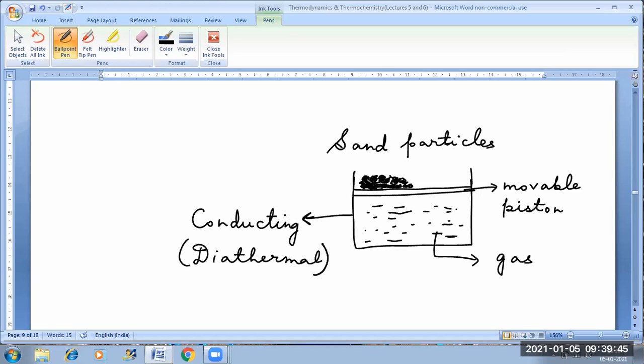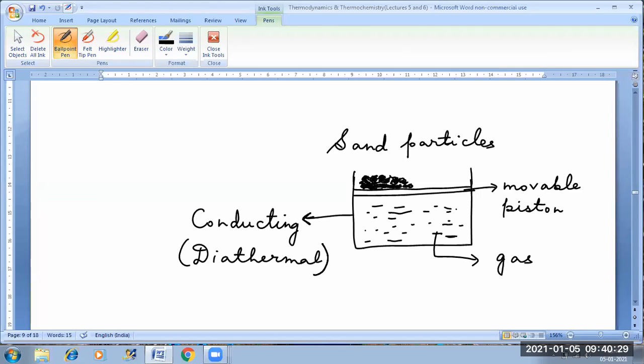So what is my system here? My system is the gas. The gas which is present inside the cylinder is my system. Nothing beyond that is my system. That means whatever is outside that is my surroundings. So the entire atmosphere outside the piston and outside the cylinder is a part of my surroundings. What I'm trying to highlight here is that the surroundings are much larger than the system.